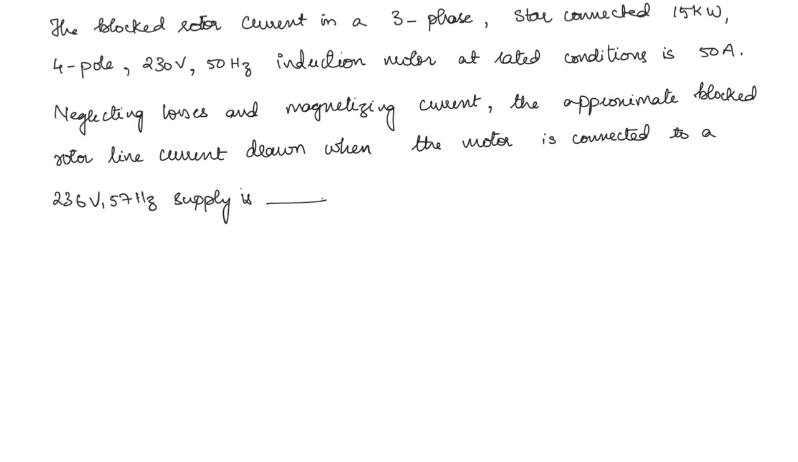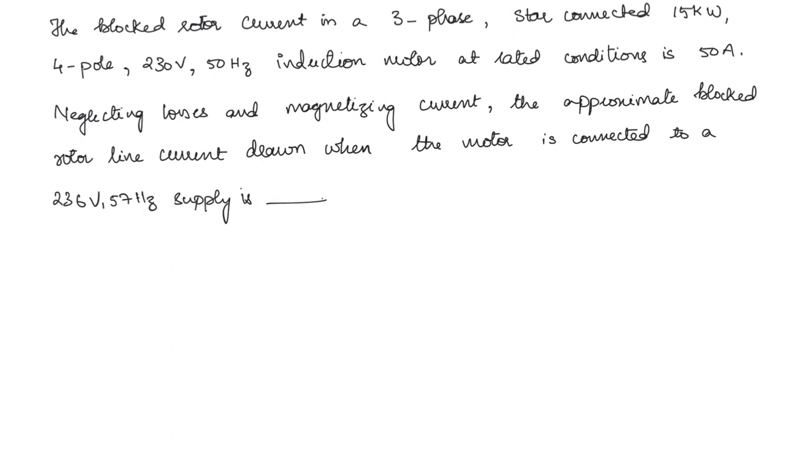The next question we have: the blocked rotor current in a 3-phase star connected 15 kilowatt 4-pole 230 volt 50 Hz induction motor at rated conditions is 50 ampere. Neglecting losses and magnetizing current, the approximate blocked rotor line current drawn when the motor is connected to a 236 volt 57 Hz supply is.